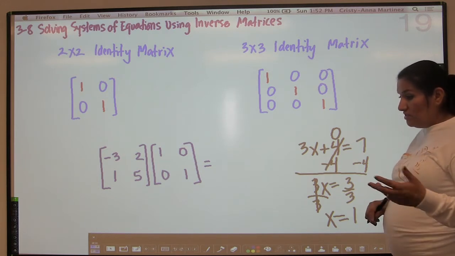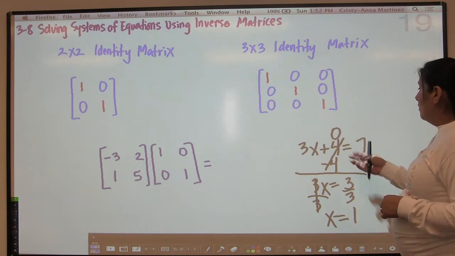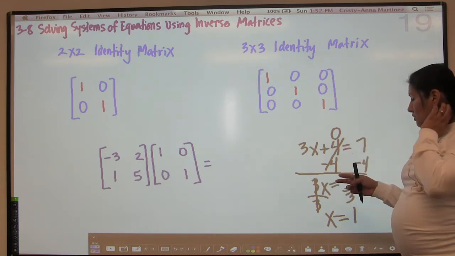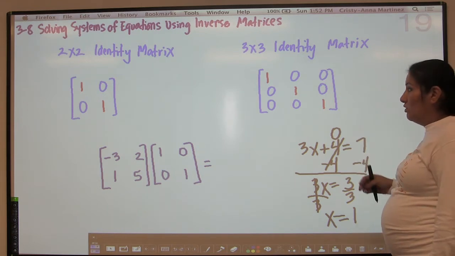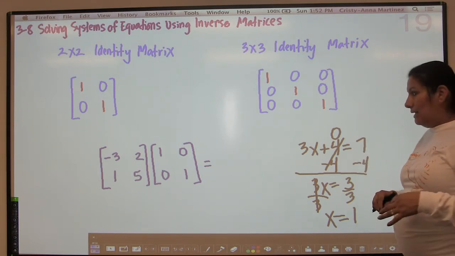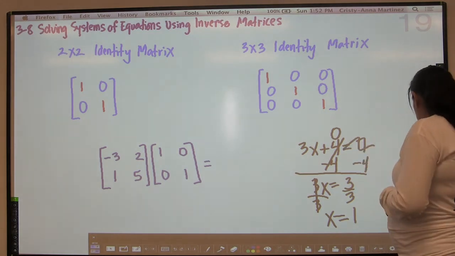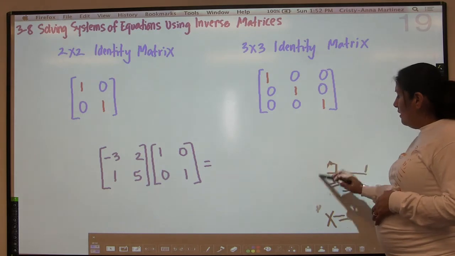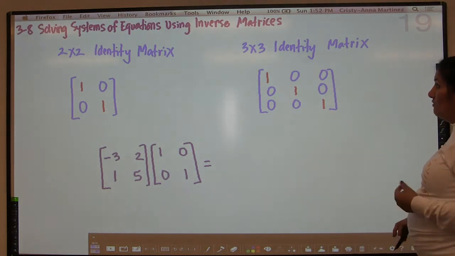5 divided by 1 is 5. 5 times 1 is 5. Just like positive 4 plus 0 is 4. 4 minus 0 is still 4. So you have this relationship between inverses and identities. And I just want to remind you of that as we begin this lesson, because it plays a huge role in how we're going to solve systems with inverse matrices.